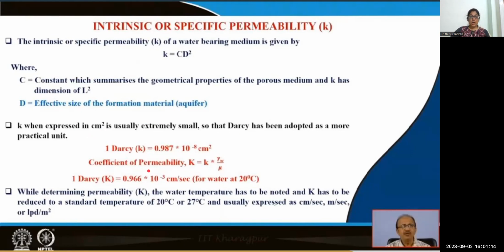Now, how is intrinsic permeability related to the coefficient of permeability? The coefficient of permeability is the product of intrinsic permeability and the unit weight of water divided by the viscosity of water. This part depicts the properties of the fluid, and this depicts the properties of the material. It also has to be taken care that while determining the permeability, water has to be at a standard temperature of 20 or 27 degrees, and it is expressed in terms of centimeter per second and meter per second.